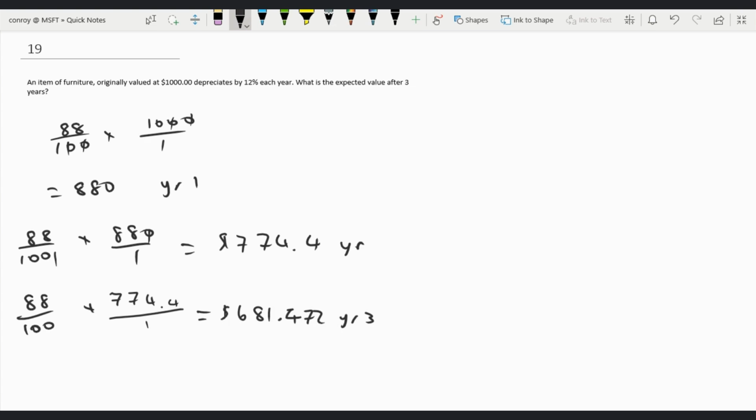All right, so what we were able to do, the furniture costing $1,000. After year 1, we saw it depreciated by 12%, giving a value of $880. In reaching the second year, we saw that it depreciated to $774.40, and in the third year it depreciated by another 12%, leaving that price of $681.47.